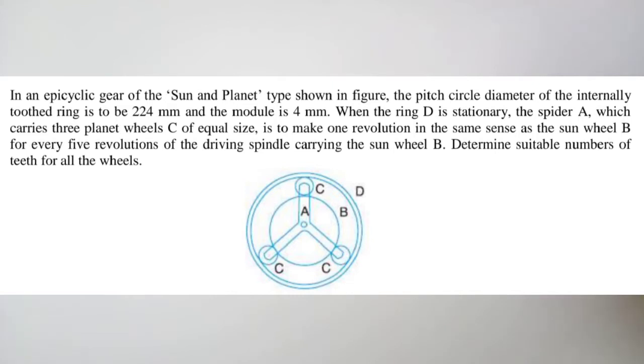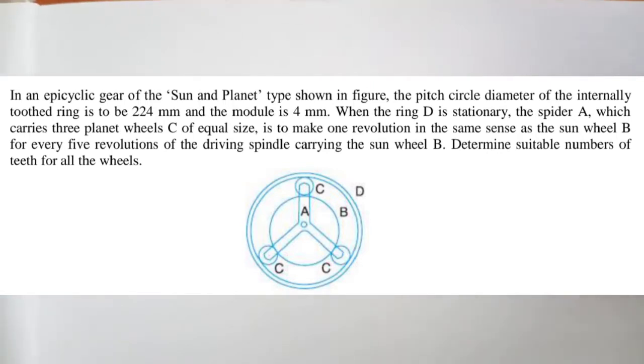When the ring is stationary, the spider, which carries 3 planet wheels C of equal size, is to make one revolution in the same sense as the sun wheel B for every 5 revolutions of the driving spindle carrying the sun wheel B. Determine suitable number of teeth for all the wheels. So this is the problem they have given. The diagram they have given in the question itself. So this is the question.